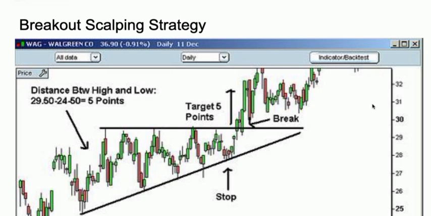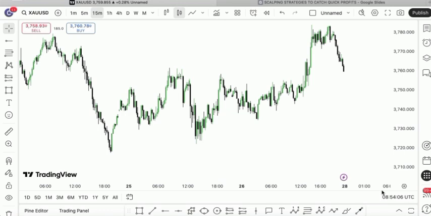So you do your analysis on 15 minutes, you come to 5 minutes for confirmation, and you do your entry on 1 minute. So between 1 to 2 minutes, max 5 minutes, you're out of the trade if you really want to scalp. Let's go to the chart so I can show you the range chart example.